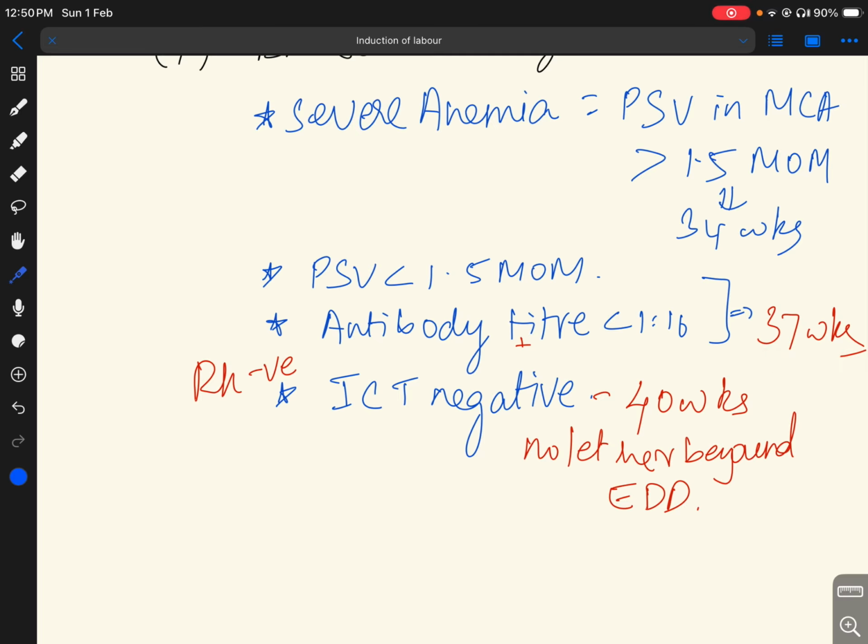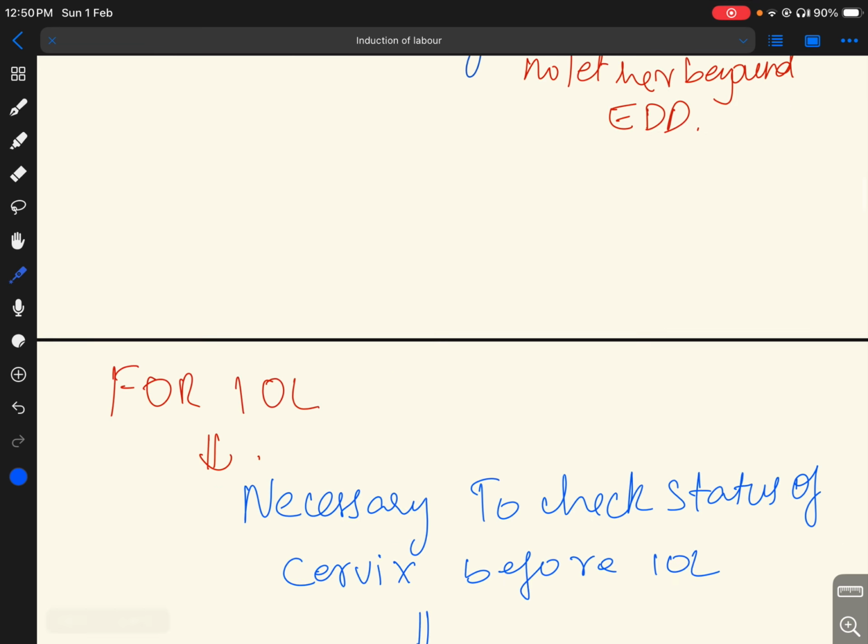In case of Rh negative pregnancy, if the indirect Coombs test is negative, we'll be doing it at 40 weeks. We will not let the pregnancy cross beyond the expected delivery date.